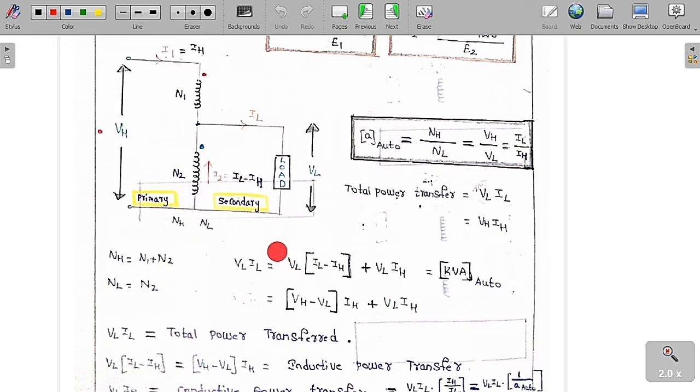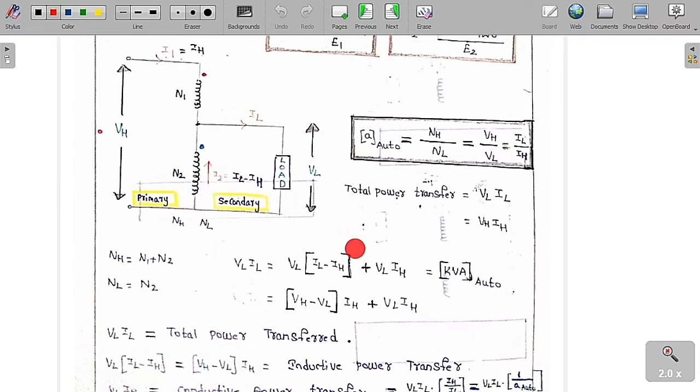So if you see, in an auto transformer the power is transferred in two ways. One is magnetically and the other is conductively. If you want to find the power transferred magnetically, take the voltage across any winding and the current through that winding. For this winding, the voltage is VL and the current is IL minus IH. So multiplying, VL into (IL minus IH). This is called the inductive power or magnetically coupled power.